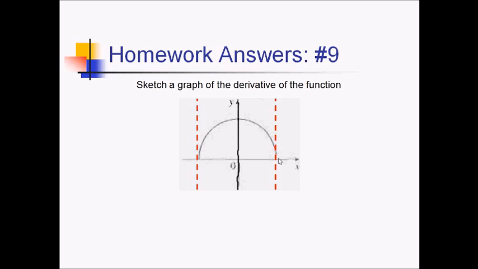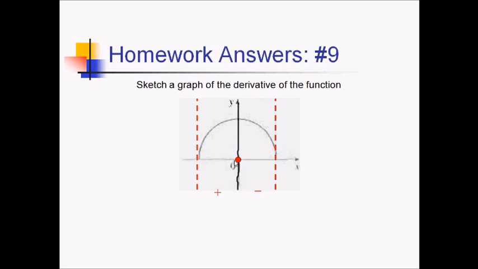We have a smooth turnaround up here on the y-axis. So at the origin, we're going to have an x-intercept for the derivative. Prior to that, in this interval, we have a positive derivative because the function's going up, and after that a negative derivative because our function's going down.